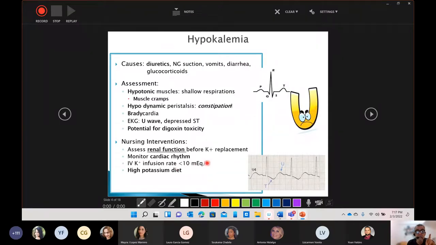The other topic that you need to remember is the safe speed of administration of potassium, below 10 milliequivalents per hour. And this is what I can tell you I see tested frequently about potassium anchors.